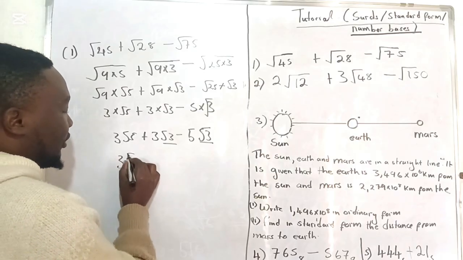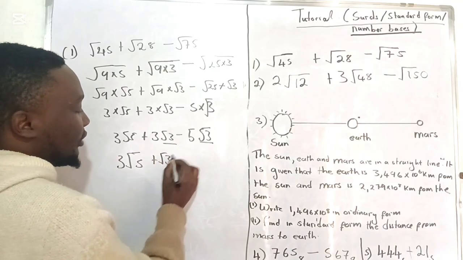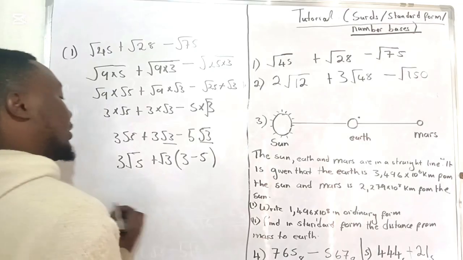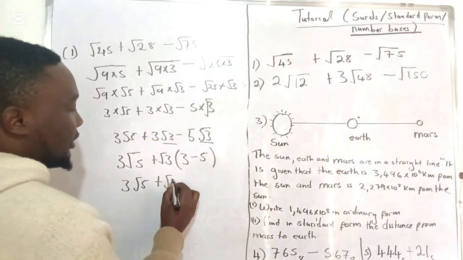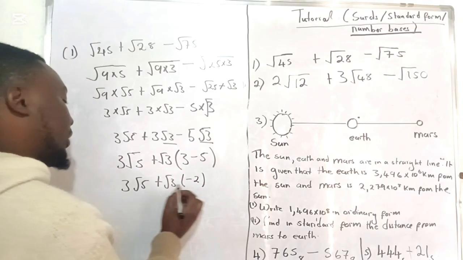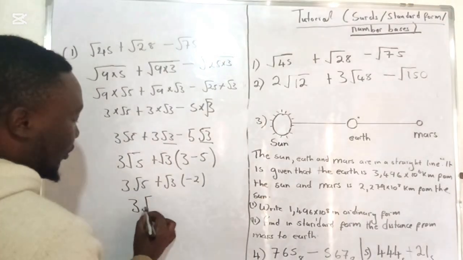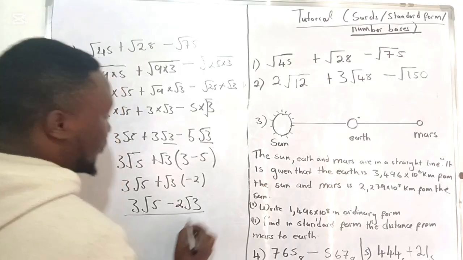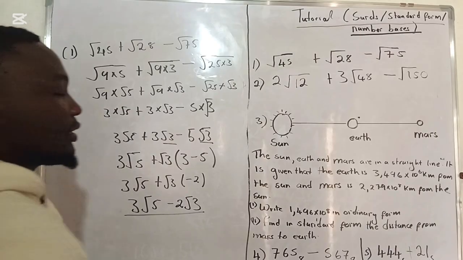So we have 3 root 5 plus root 3, put a bracket here, 3 minus 5. Then we have 3 root 5 plus root 3, and 3 minus 5, we're going to remain with minus 2. So minus 2 is going to multiply root 3. We're going to remain with 3 root 5 minus 2 root 3. This is going to be our answer. That's how you perform operations on surds.